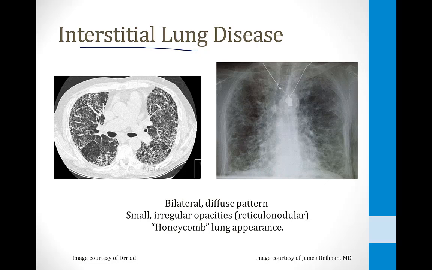They have characteristic findings on imaging. So over here on the right is a patient with interstitial lung disease, and you can see these streaky infiltrates with dark stuff in between them. It's often described as honeycombing. Over here on the left is a CAT scan of someone with interstitial lung disease. They also have white stuff throughout their lung fields. These fields should all be black, and they also have little holes between them, the honeycombing pattern. It's described as a bilateral diffuse pattern with small irregular opacities that are often called reticulonodular, and then, as I said before, that honeycomb lung appearance.